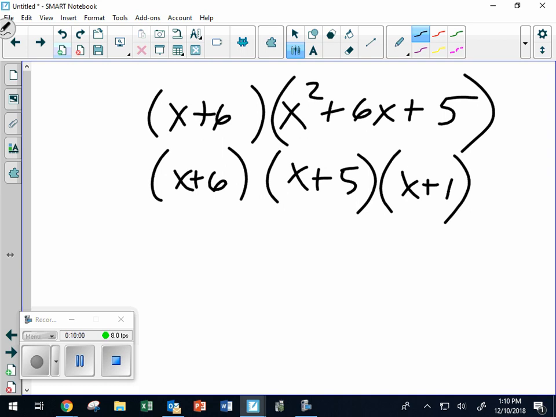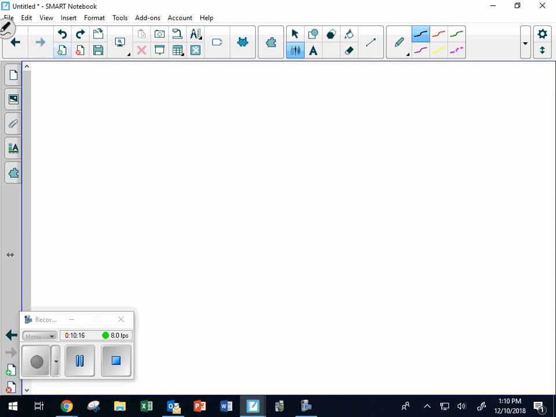What would be the roots? The roots are the zeros, right? And the zeros make it equal 0. So -6, -5, and -1. And are they real or imaginary? Those are all reals. All right, so imagine for a second that you got done factoring and you got this.